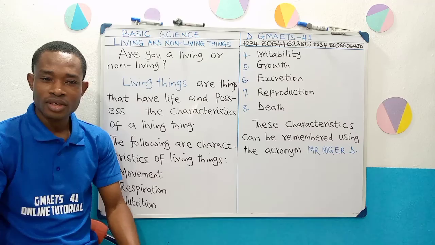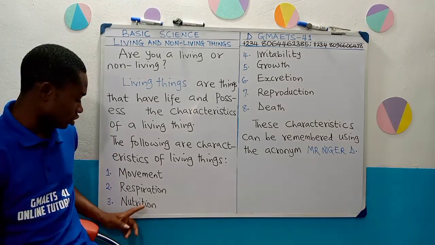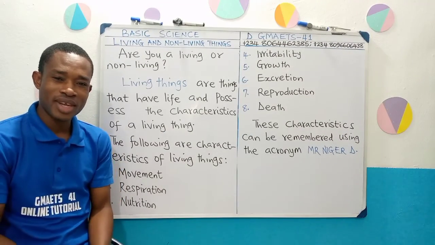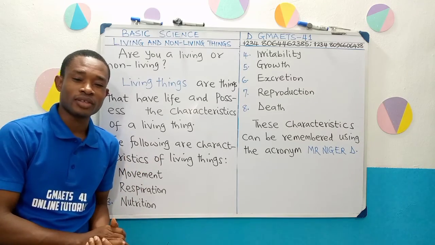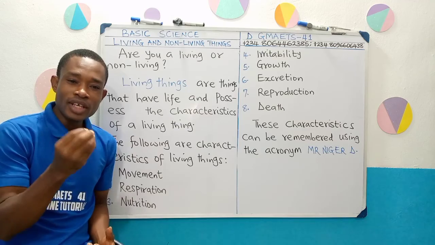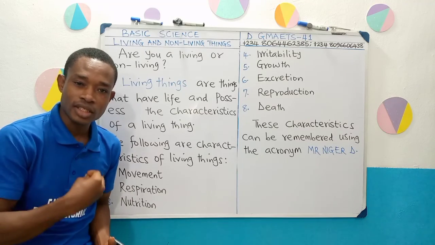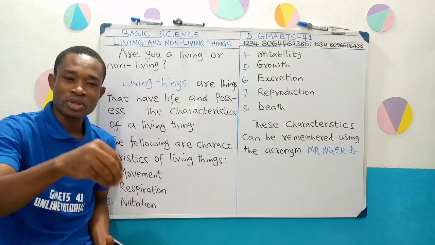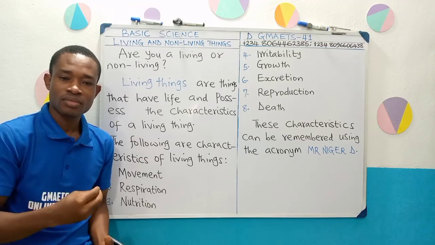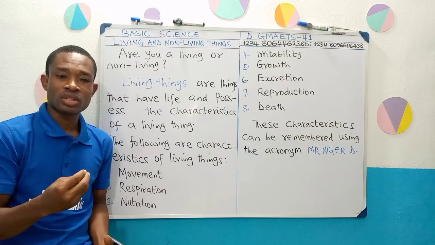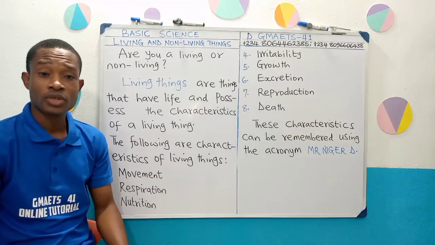Characteristic number 3 is nutrition. So, did you eat today? I ate a very delicious meal. The ability of something to feed is known as nutrition. So every living thing feeds, we eat. That is nutrition. It's a characteristic of living things as well.